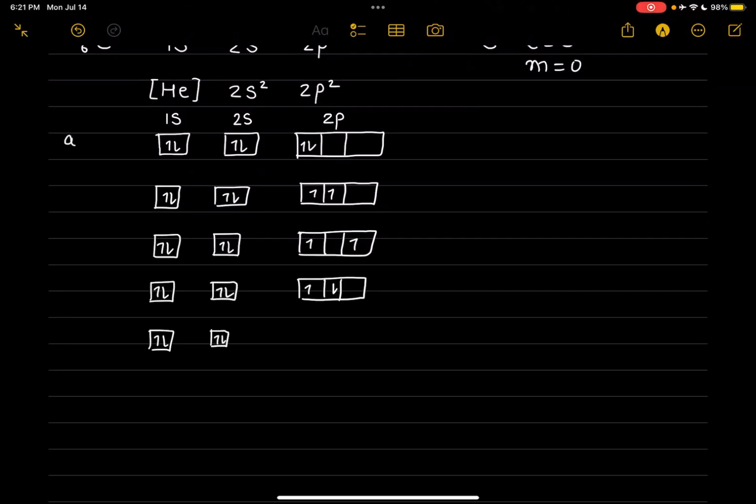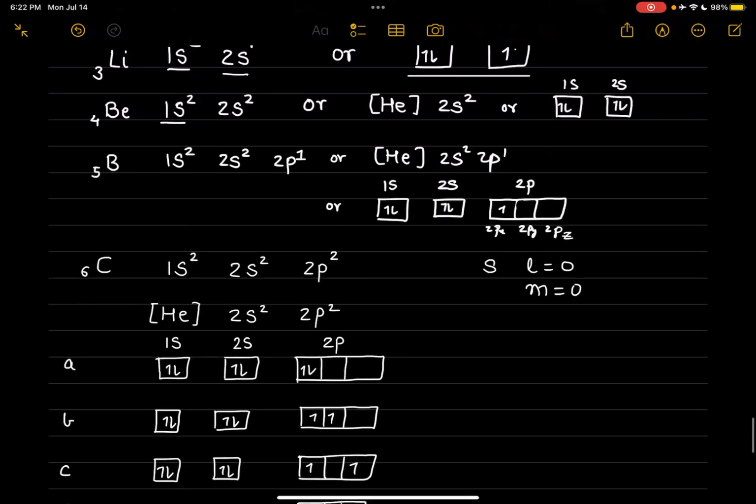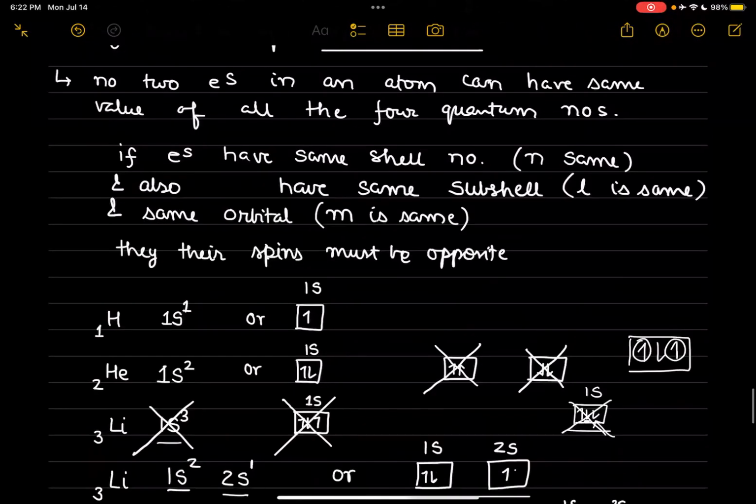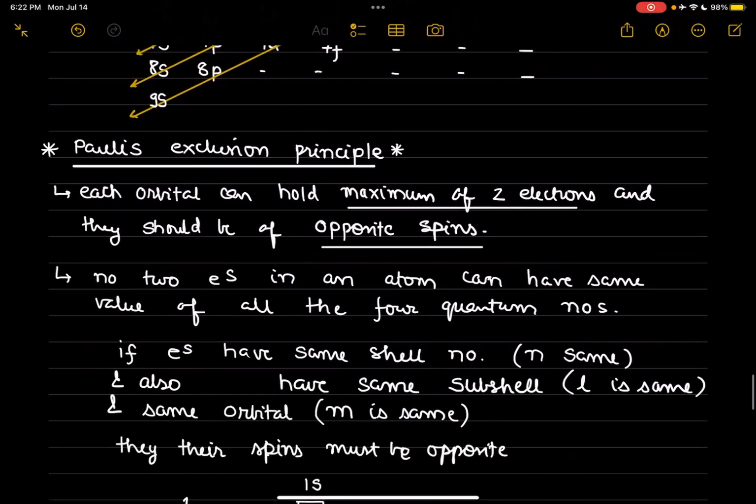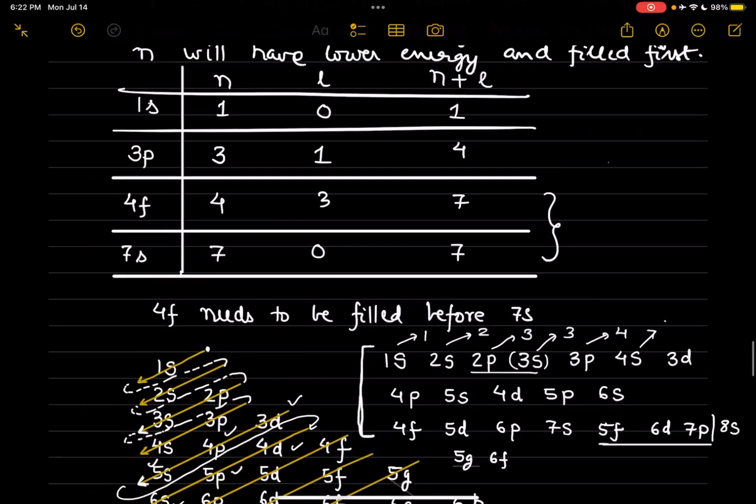I am giving you various options A, B, C, D, E. You need to tell me. And for this, there is a rule which we have not yet discussed. And that rule is Hund's rule of maximum multiplicity.